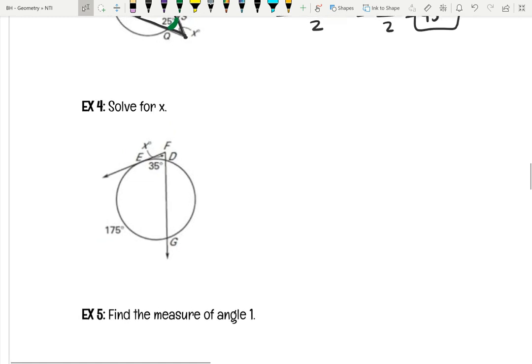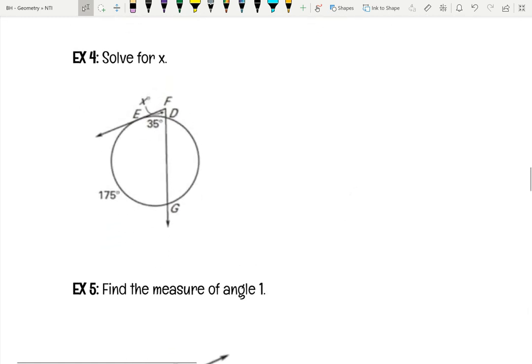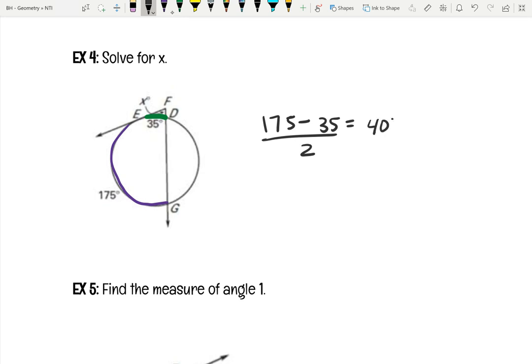If you feel like you're ready to go and want to try this one on your own, go ahead and pause the video. And then when you're ready to check your answer, unpause, and you can see the worked out solution. So this one will be arc EG minus arc ED. So we've got 175 minus 35 equals, that is 40, and then divide by 2, so you get 20.